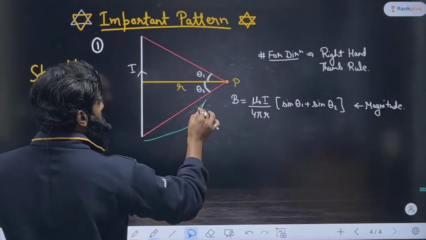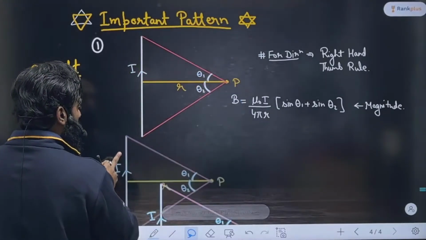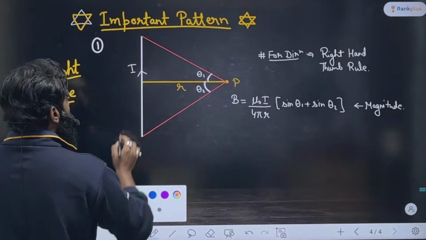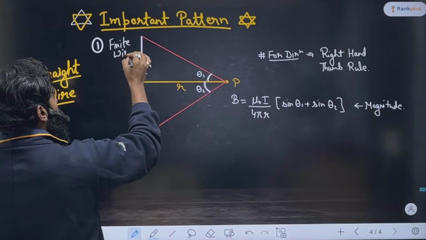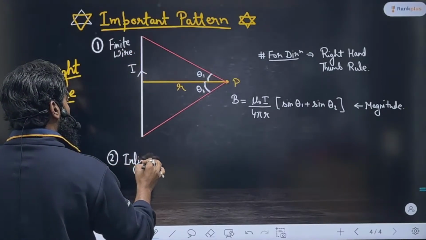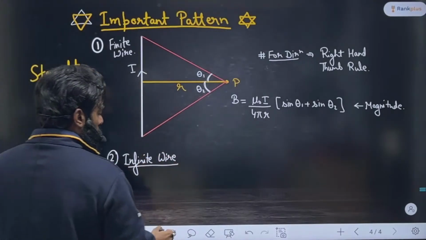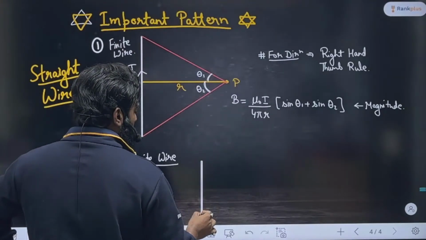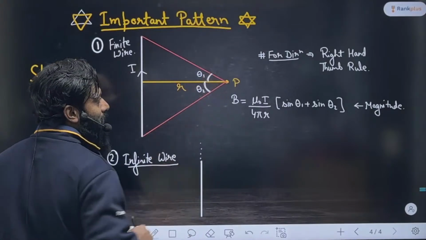Let me copy this. If I'm having a finite wire, this is a finite wire. This is basically a finite wire. Now, if there is an infinite wire, then for an infinite wire, the condition is that this angle will be 90 degree.